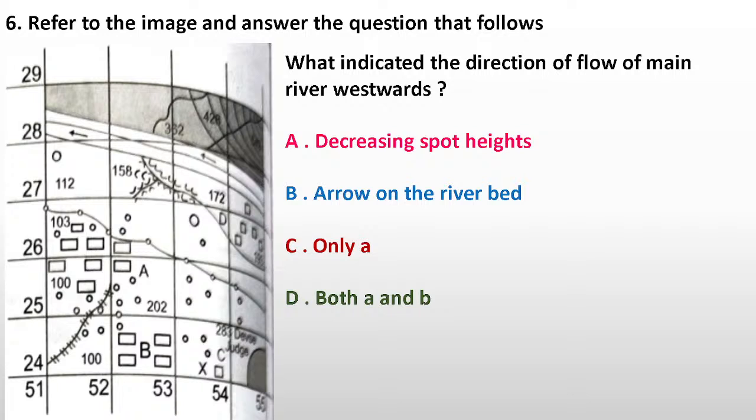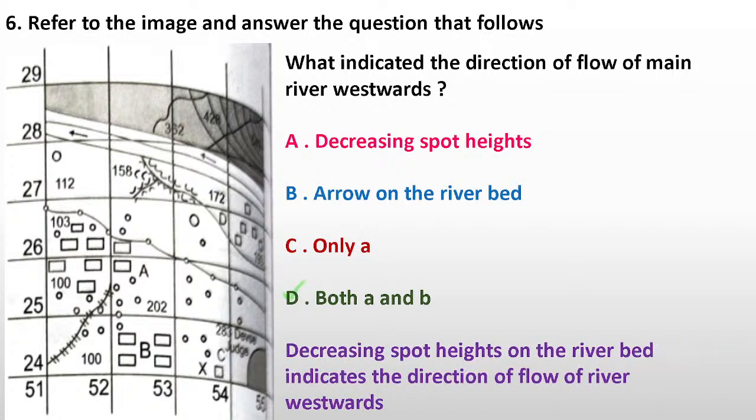And the correct answer for this question is D, both A and B. The decreasing spot heights on the riverbed indicate the direction of flow of the river westwards, as well as the arrow on the riverbed.